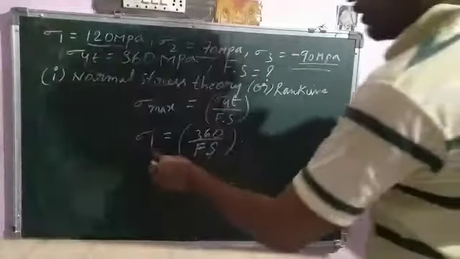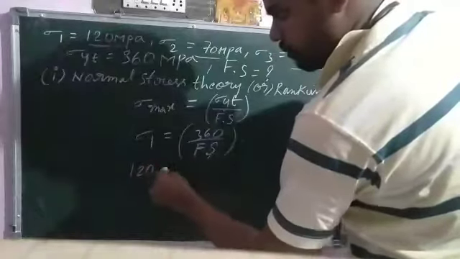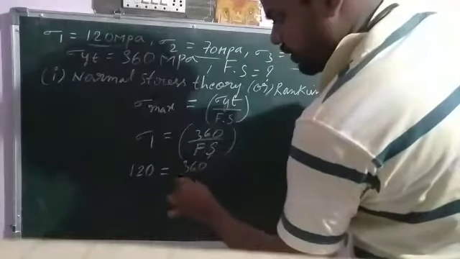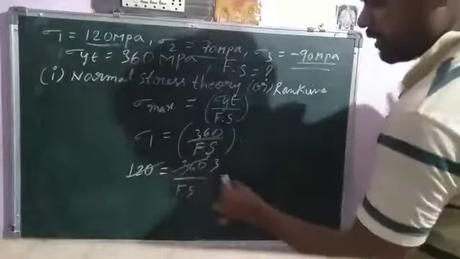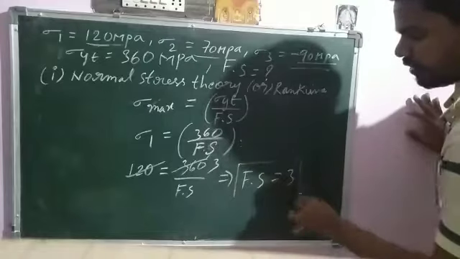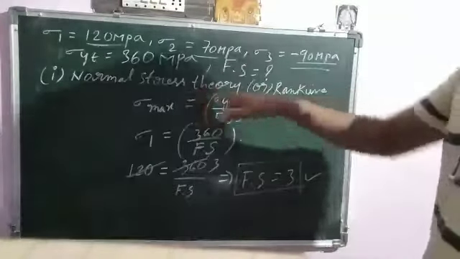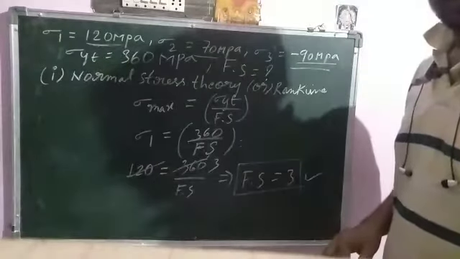Sigma 1 is 120 MPa, the maximum principal stress. So 120 is equal to 360 by factor of safety. Then the factor of safety is equal to how much? The factor of safety is equal to 3 according to normal stress theory.